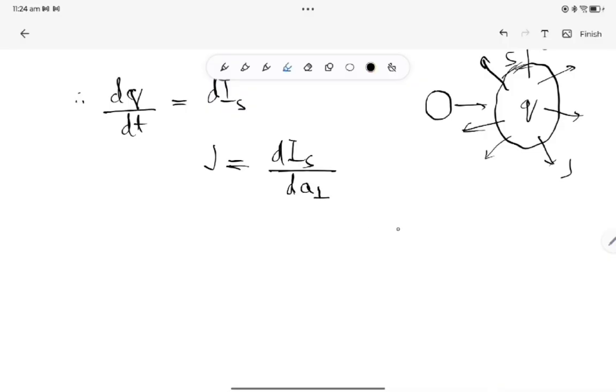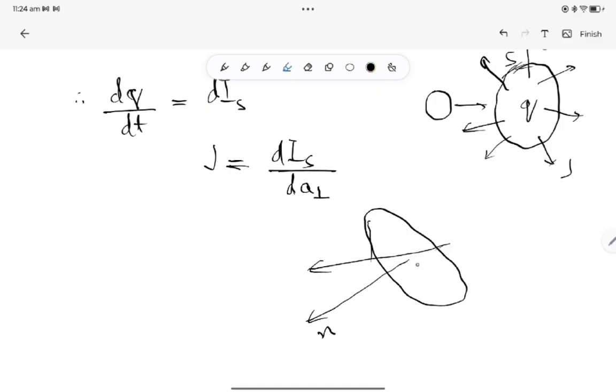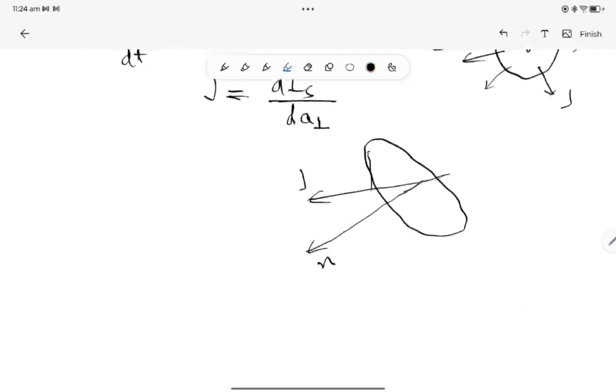you have a certain area oriented like this. The orientation of an area is shown by its normal. Let it be the orientation of this area. And current density is directed this way, horizontal, and this is inclined. Now this is current density J. This is the orientation of the surface.